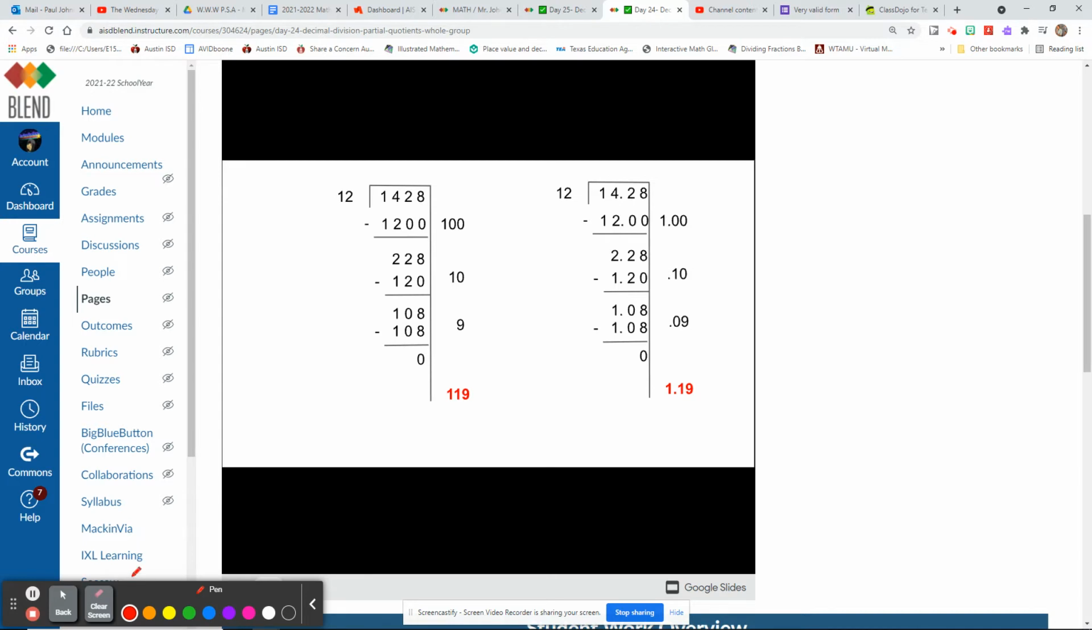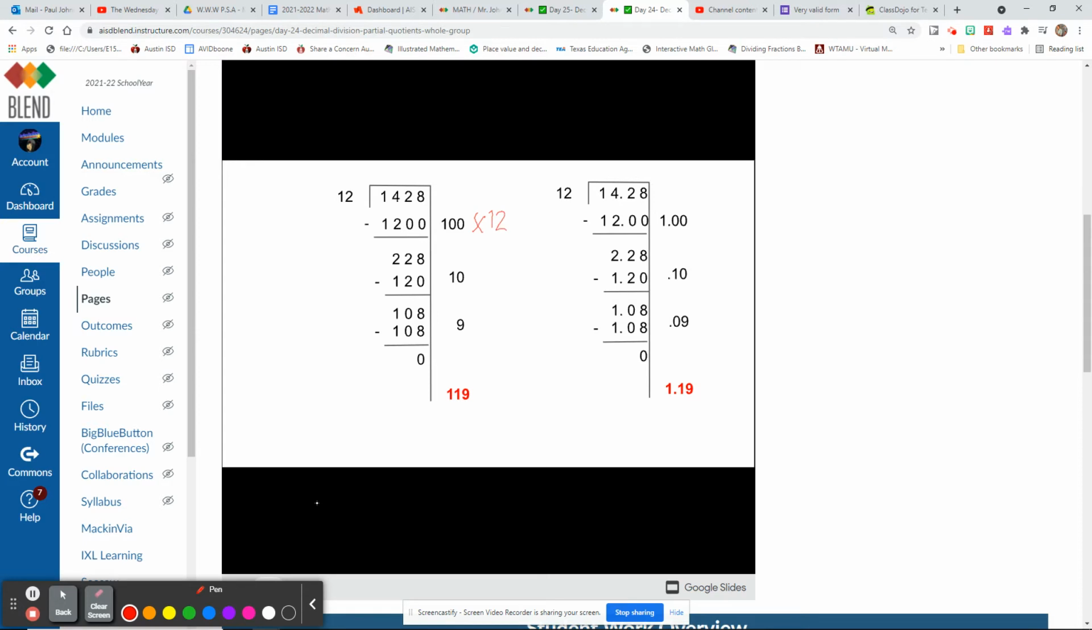So when we look on the left side, what we're looking at is the whole number version of this problem. And then we look on the right side, that's the decimal version of this problem. What they did, once again, was use partial quotient. So 100 groups of 12 is 1,200.